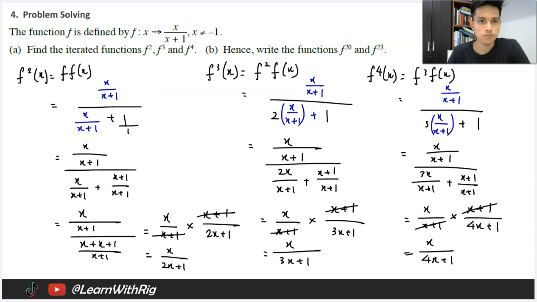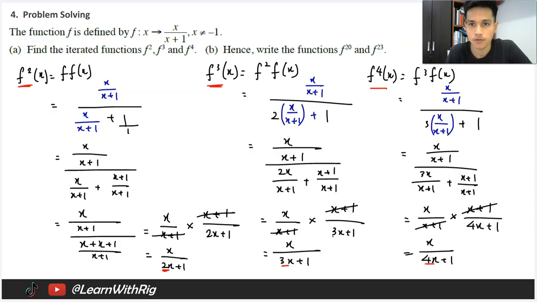Okay, so one thing you notice is that when it is f squared, you get 2x here. When it's f cubed, you get 3x. When it's f4, you get 4x, and the others are the same, x plus 1, x plus 1. So the only thing that is changing is when it's power 2, you get 2x, power 3, you get 3x, power 4, you get 4x. The reason why you want to know that is because you see question B.